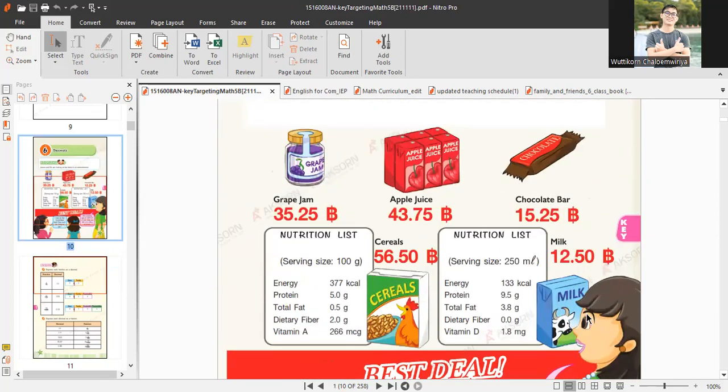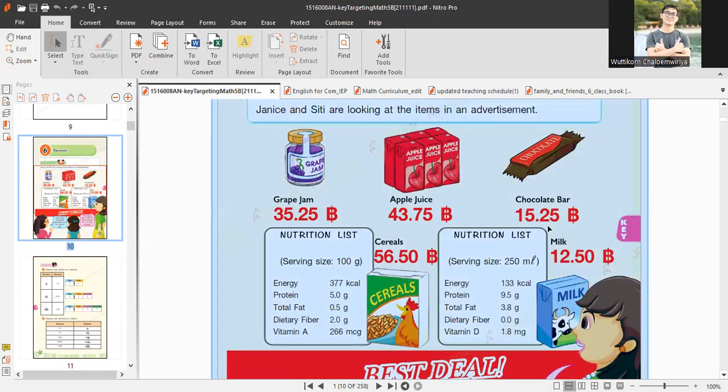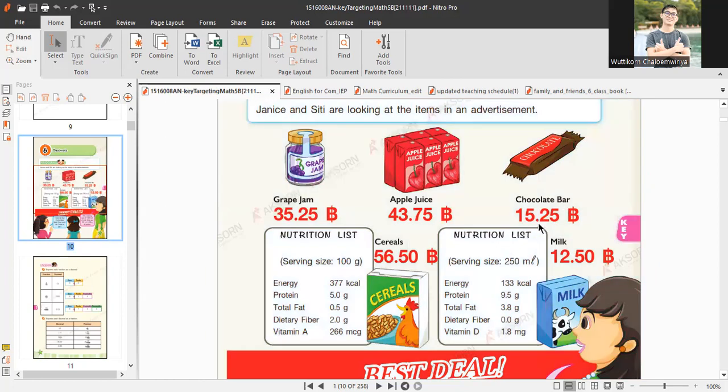Okay. So here, just look at the picture. The price of the chocolate is 15.25. This amount, 0.25, is called a decimal. 0.25 is a decimal.